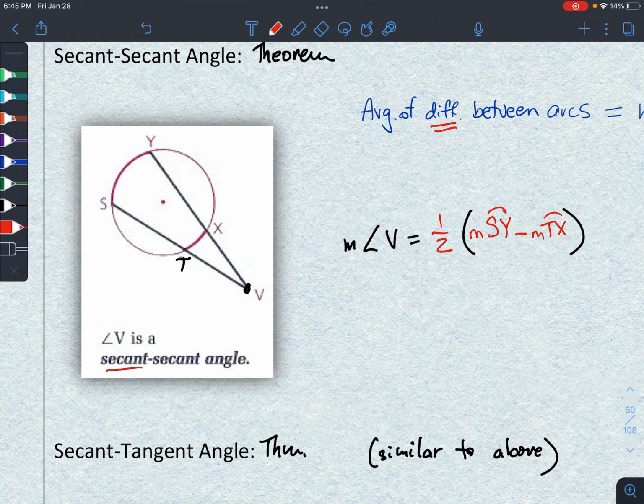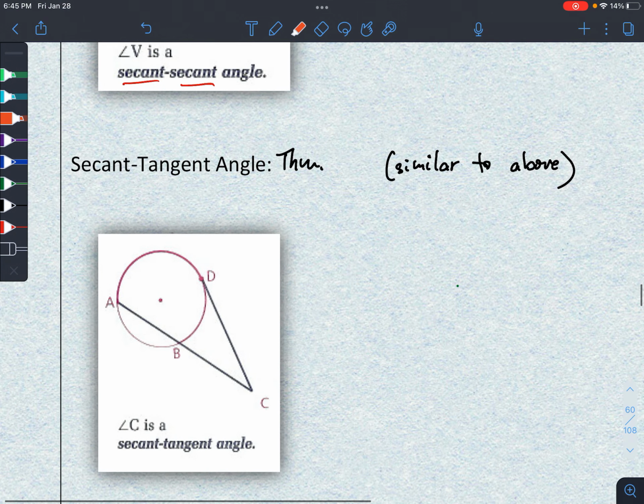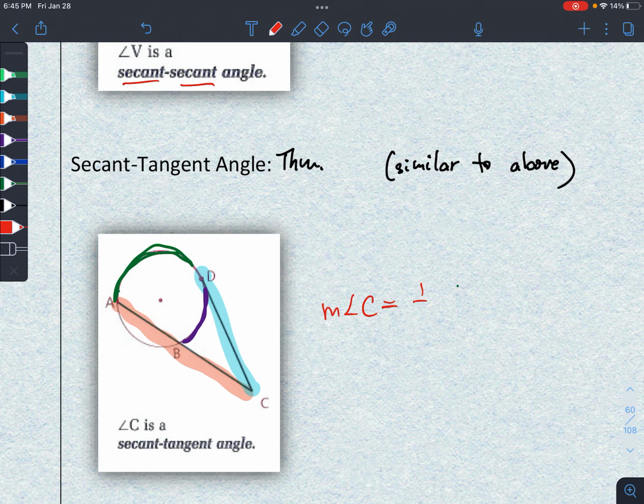And that would be, again, with the secant. And now we have a secant tangent, right? But note again, we have an arc, we have a second arc. So, same thing. To find the measure of angle C, guess what? You do 1/2 of the difference between AD and BD. So it's similar to the one that we just did.